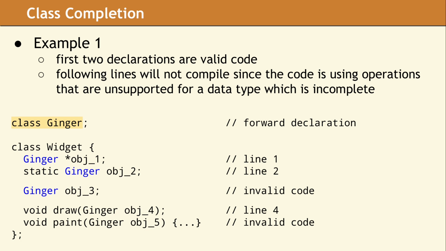The last two lines are a bit interesting, and we had these backwards at first. Receiving Ginger by value requires a class to be complete, but only for a method definition. Line 4 compiles, since it is a method declaration, where it is permissible to receive an incomplete type by value. The very last line does not compile, since we added an implementation, which makes this a method definition. This line would require the receive parameter to be a complete type for it to compile.